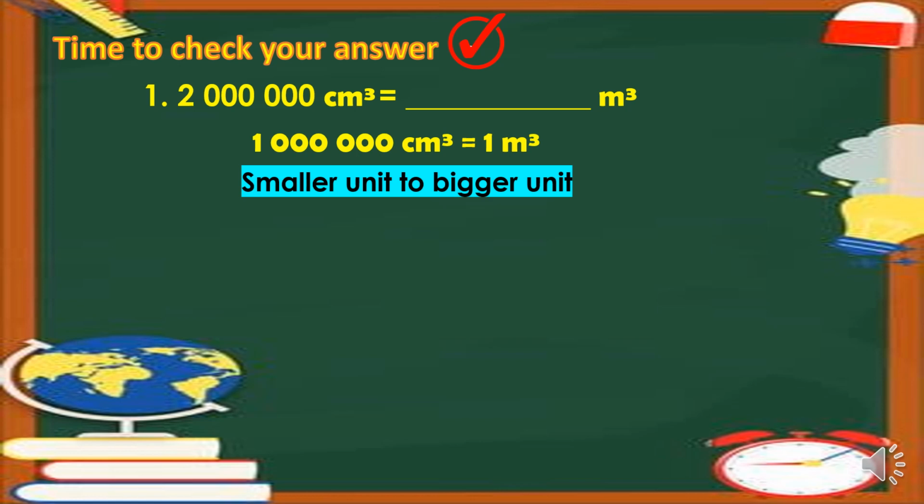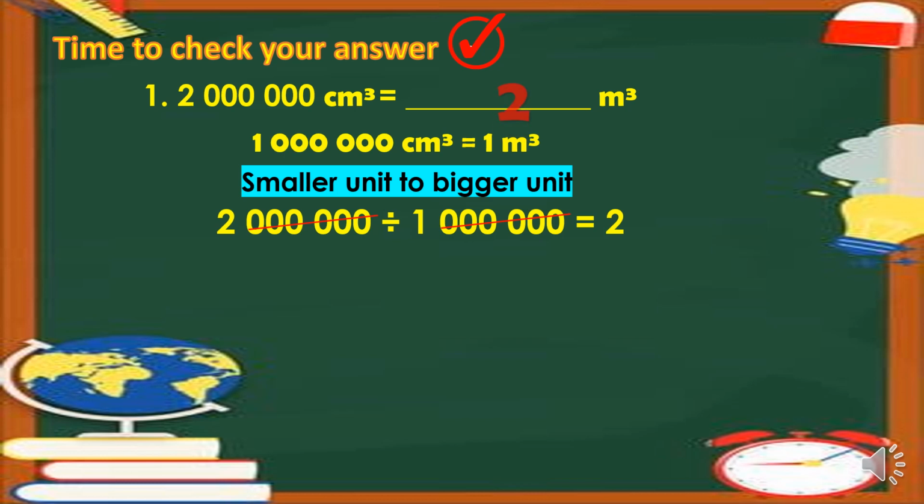So that means smaller unit to bigger unit. So, 2 million divided by 1 million, the answer is 2. Okay, so we can also use cancellation. So what remains is 2 and 1. So 2 divided by 1, the answer is 2. So that means for every 2 million cubic centimeter, that is equivalent to 2 cubic meter.